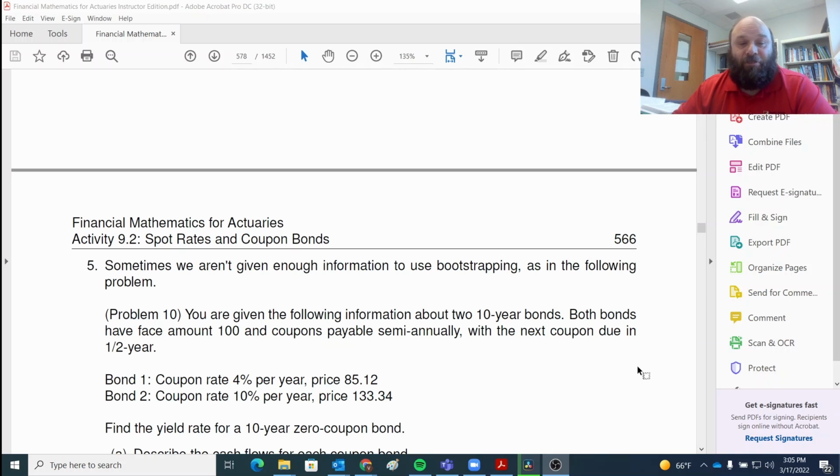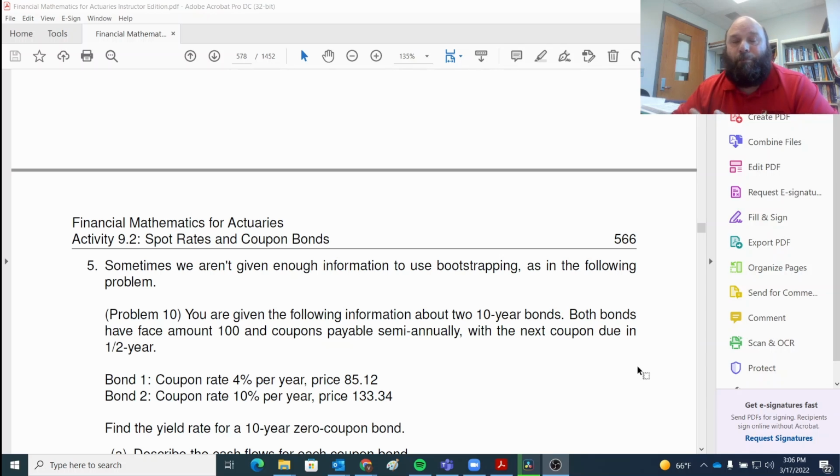We need to find the yield rate for a 10-year zero coupon bond. So the problem here is we would need something for at least every year, if not every half year, in order to do bootstrapping, because we have to start from the very first spot rate and build our way up recursively. We don't have nearly that much information here. However, we have enough information to create what would be called a synthetic zero coupon bond.